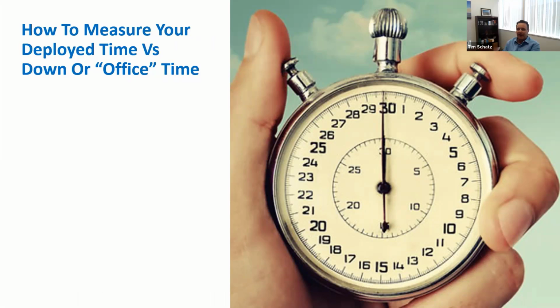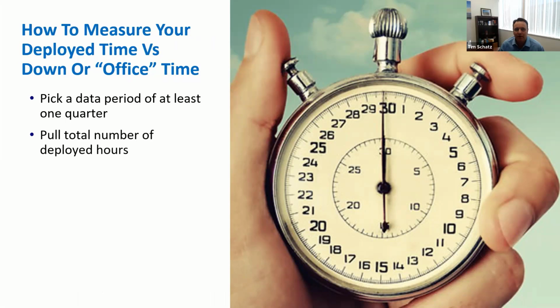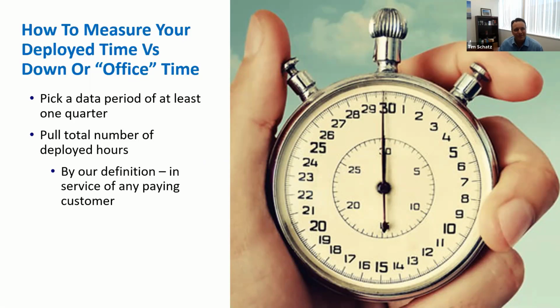Here's a calculation you can do: pick a data period of at least a quarter, probably a half year is best, and pull the total number of deployed hours. Basically, if you can look into your TigerPaw, your ConnectWise, your Autotask, your eAutomate, determine how many hours we applied on tickets that were deployed, meaning I was on site working, I was remote working, I was traveling to or from, or I was doing some of that prep time stocking. These are the times recorded on those tickets that are in service of a paying customer.